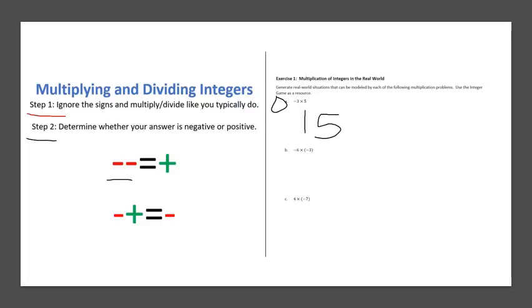Do I have two negatives or a negative and a positive? If I look, I have a negative and a positive. I have -3, +5, so I know my answer is going to be negative. So again, you just say 3 times 5 gives you 15, and you look and you're like, oh, okay, it's going to be -15.